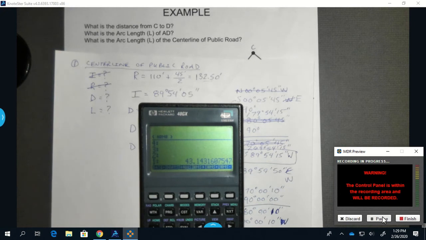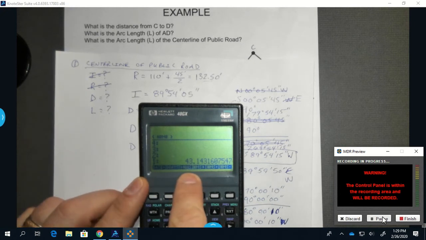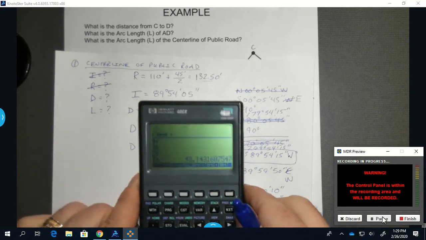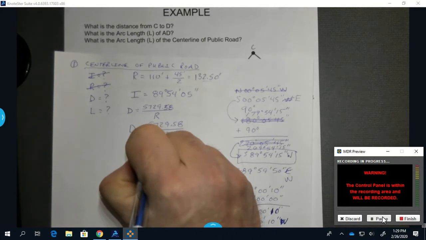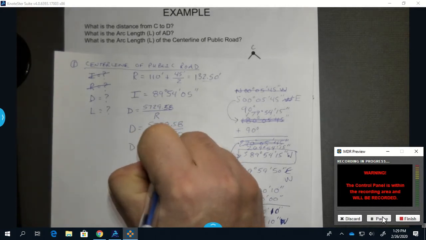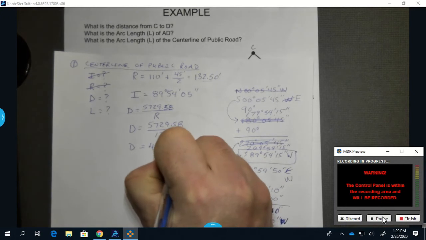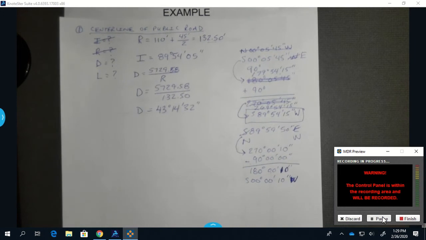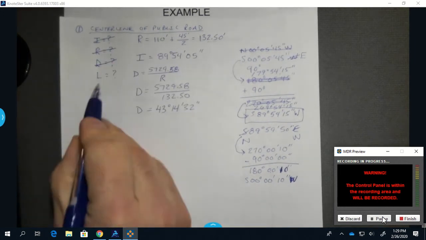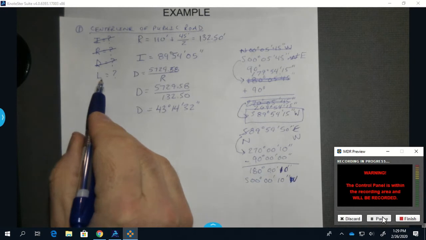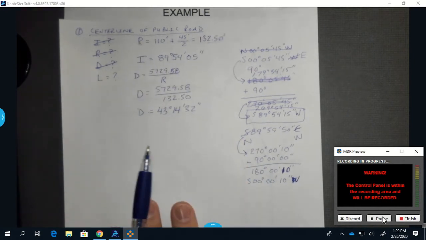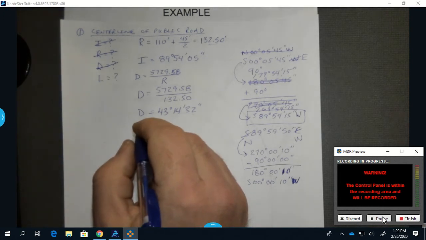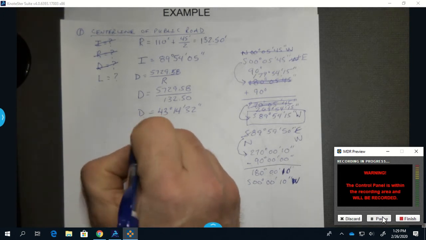So our D value then is 43 degrees, 14 minutes, 32 seconds. That's D. All right, so we solved for D. Now, what we've been trying to get to is L, the center line length of that public road along the curve, so the arc length.